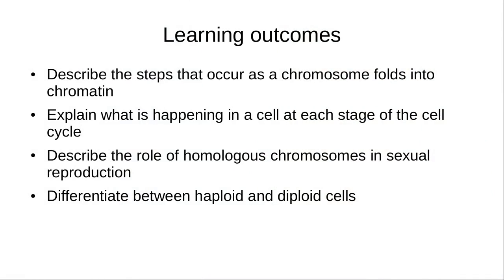Today I want to talk about chromosome structure and how that changes through the process of cell division. So the learning outcomes for this video are for you to be able to describe the steps that occur as a chromosome folds into chromatin and explain what is happening in a cell at each stage of the cell cycle. The second part will actually talk about homologous chromosomes, so you should be able to describe what homologous chromosomes are, as well as the role of homologous chromosomes in sexual reproduction, as well as differentiate between haploid and diploid cells.